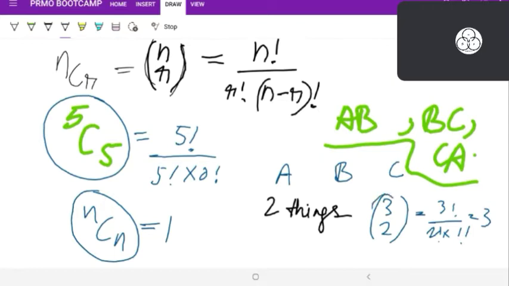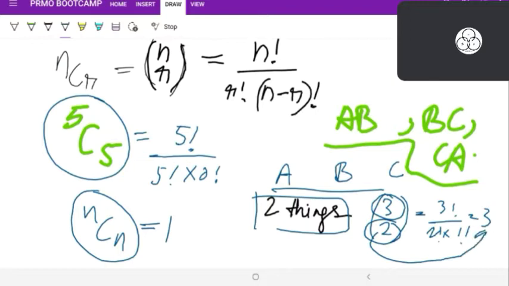So we have 3 things, and we are choosing 2 things. In how many ways can we do this? We can do this in 3 ways. That is the meaning of n choose r.